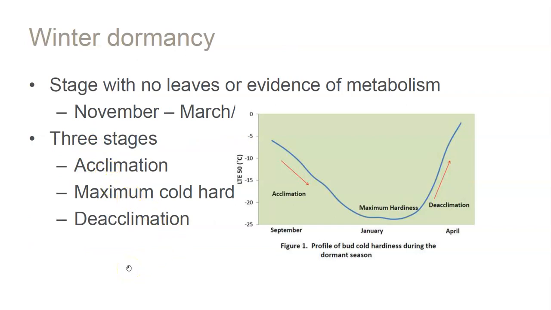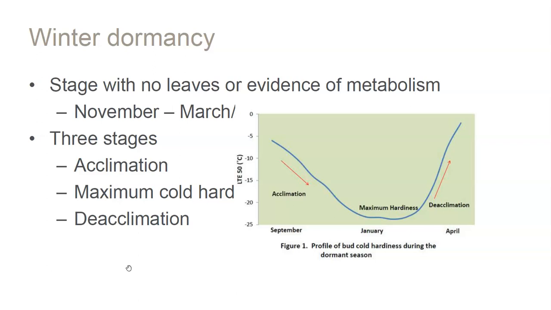It's key to understanding, especially if you're going to be talking in your project about an area where you have really cold winter temperatures, like here in the Finger Lakes. This is critical to understanding how to manage your system, because you want vines that are going to survive the winter here.